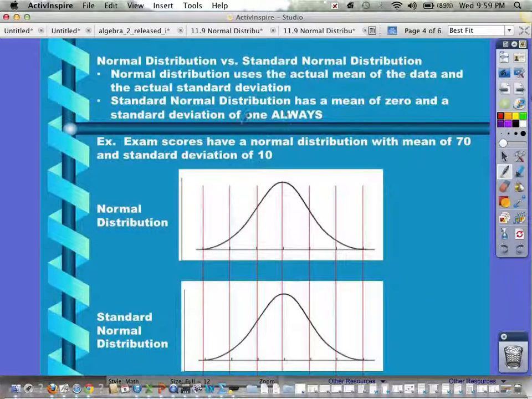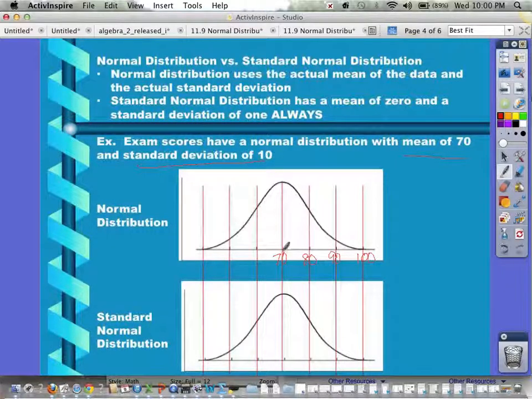All right, so let's give an example here. Exam scores have a normal distribution with a mean of 70 and a standard deviation of 10. The mean always is the very middle line, and that mean is 70. So I'm going to put 70 on my normal distribution. It says a standard deviation of 10. That means every one of these, we're going to add 10 on the right, and every one of these on the left, we're going to subtract 10, in the negative direction. So 70 plus 10 makes 80. 80 plus 10 makes 90. And 90 plus 10 makes 100.